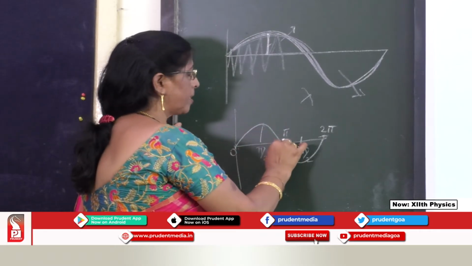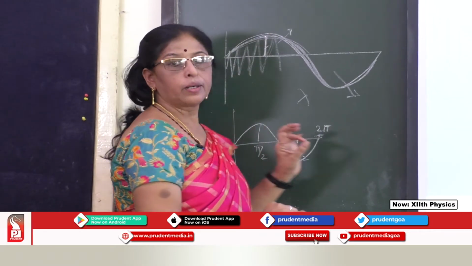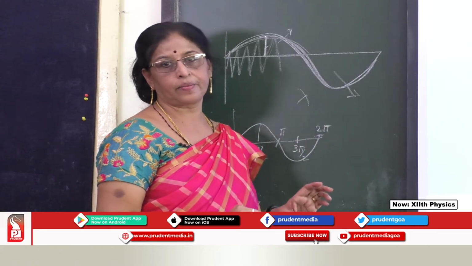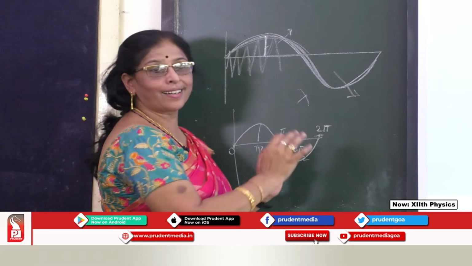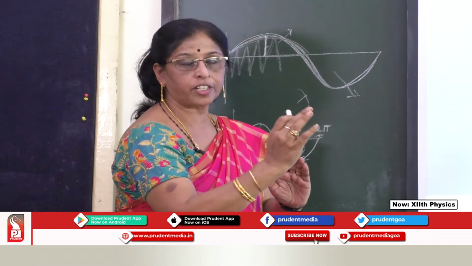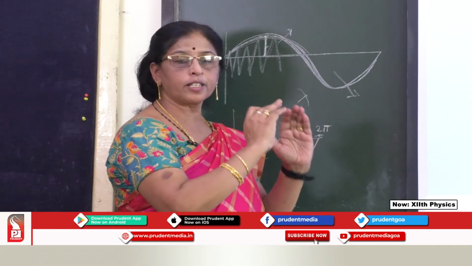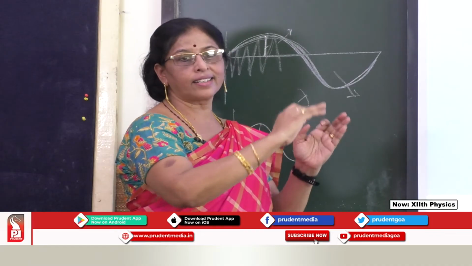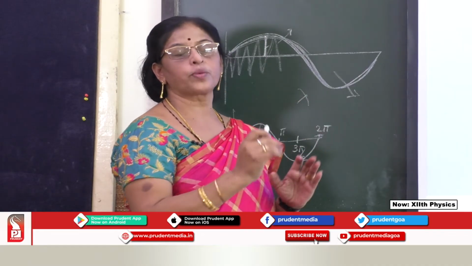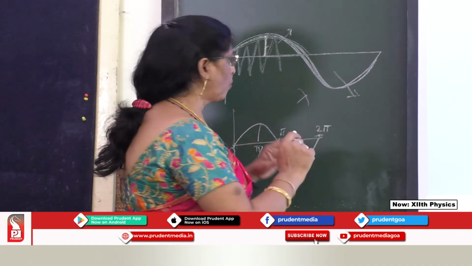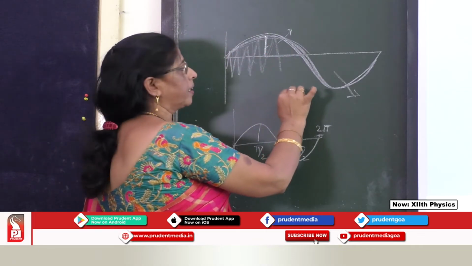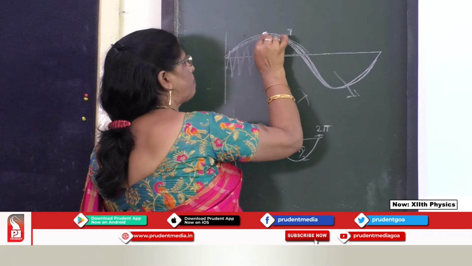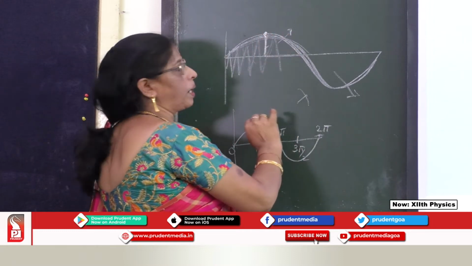These different points, we call them the phase. So phase is the angle it makes from the origin. From the starting point, what is the angle it makes? That is what we call the phase. When you consider the particles, many particles are vibrating. So here, this particle reaches pi by 2.